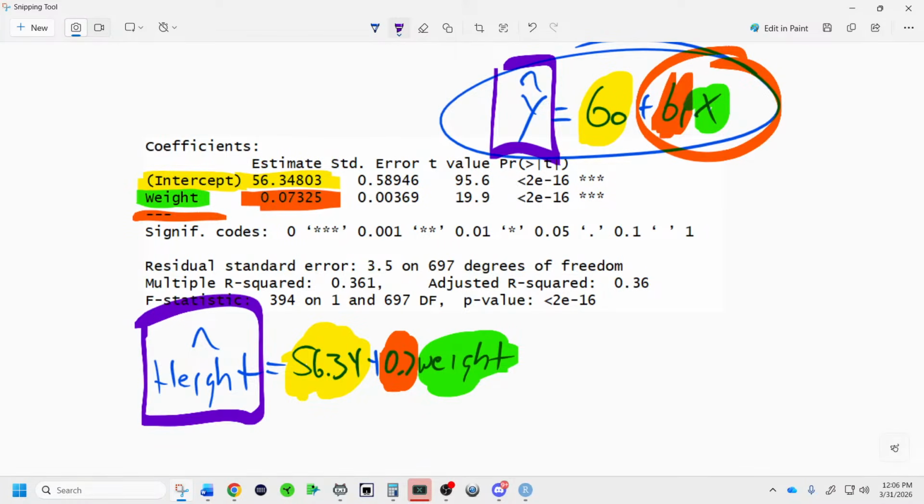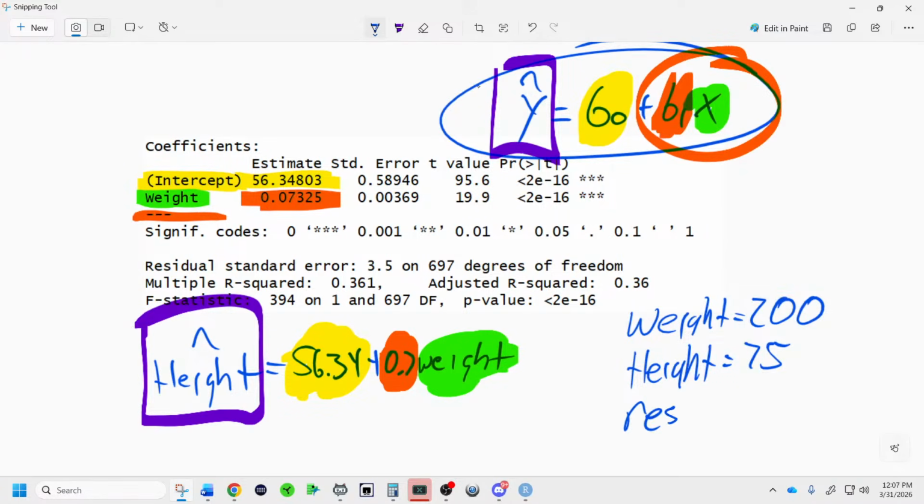So now imagine this. I gained some weight. Brian is 200 pounds. I just told you x, as in weight of Brian, equals 200 pounds. Brian's height is actually 75 inches tall. What is Brian's residual? A residual is how much the model misses by. So who can figure out my residual? It's a 2-step process. If you want to figure out your residual too, you're welcome to. But what is my residual?